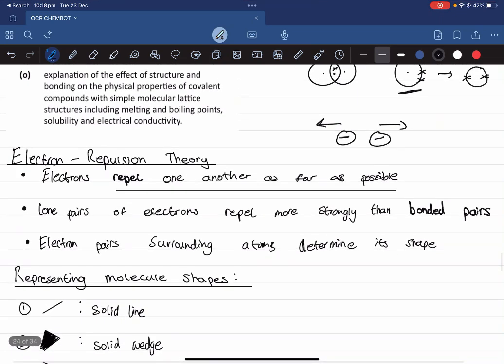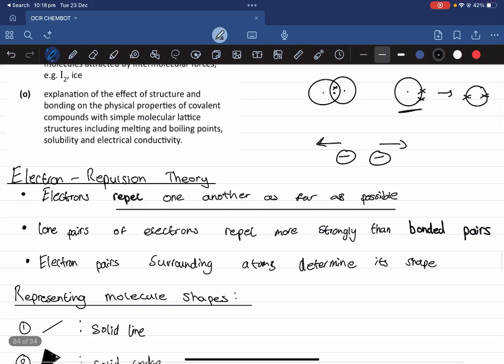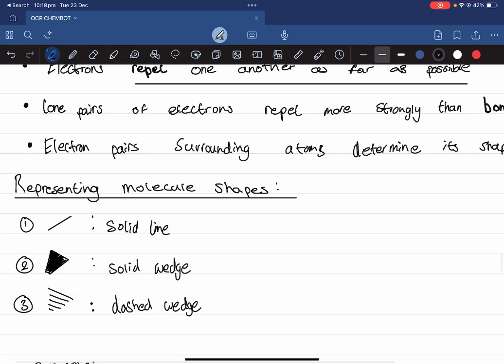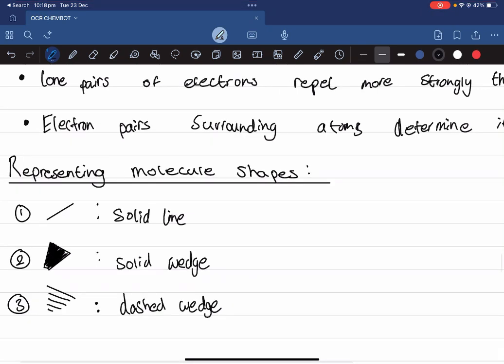So number three is that electron pairs surrounding atoms determine its shape. So of course, as electron pairs repel one another, they are what determine the shapes of the atoms. So now we need to know how to represent molecules and what these different symbols mean when you're representing molecules.